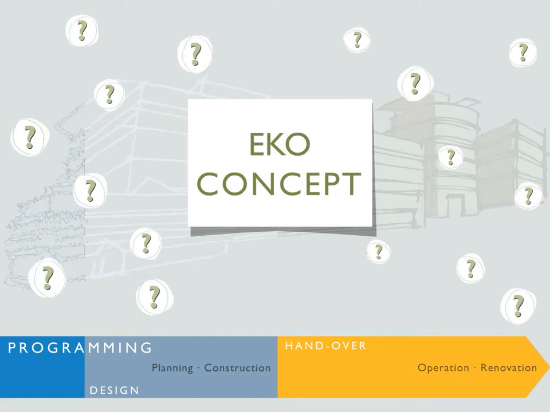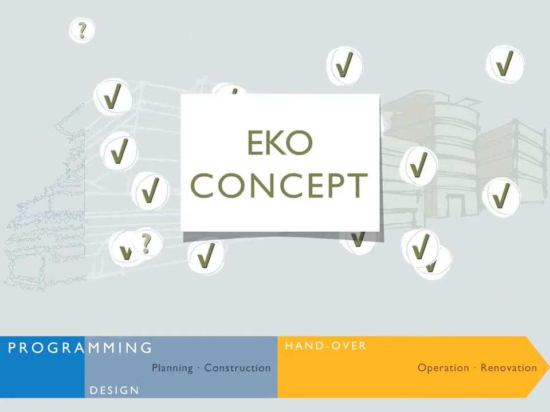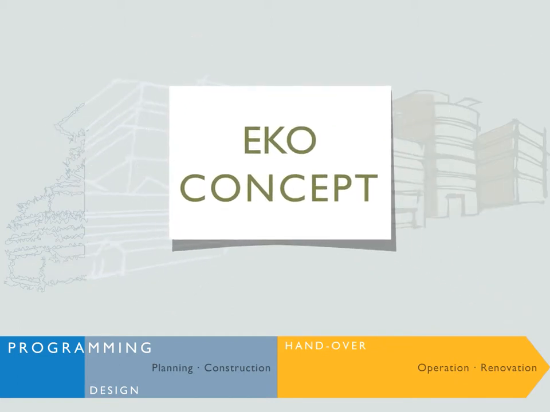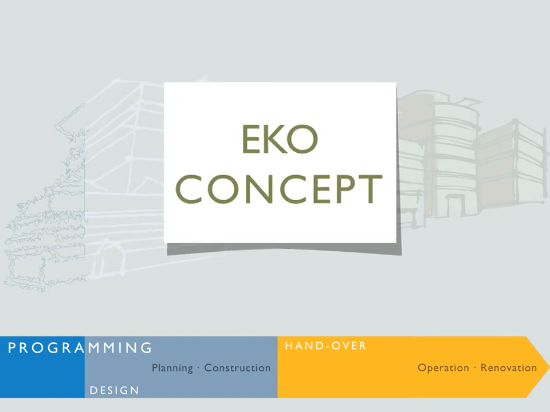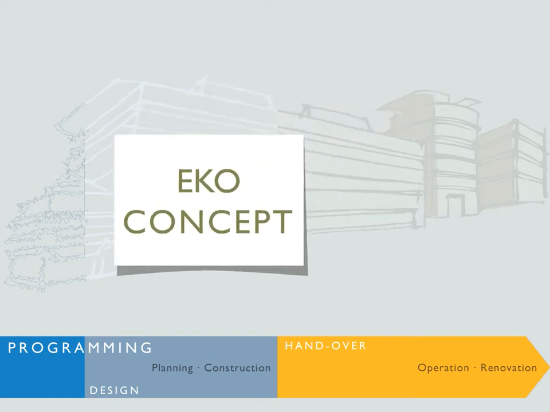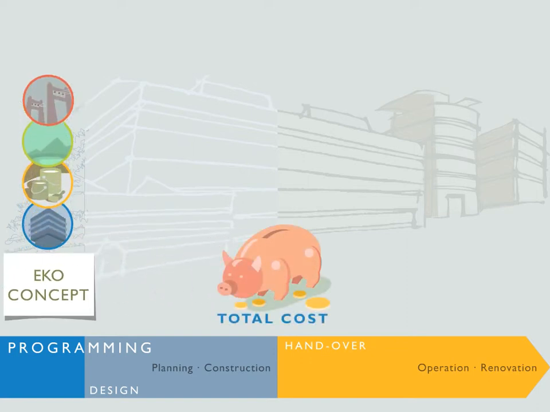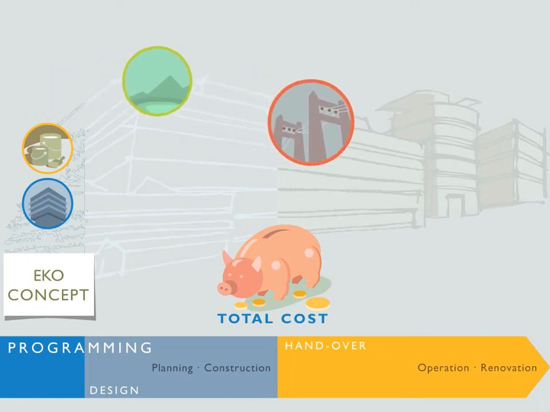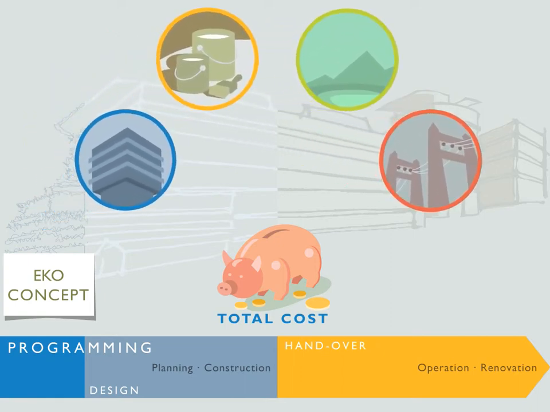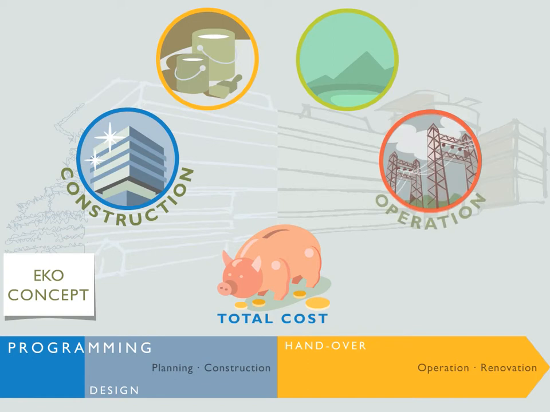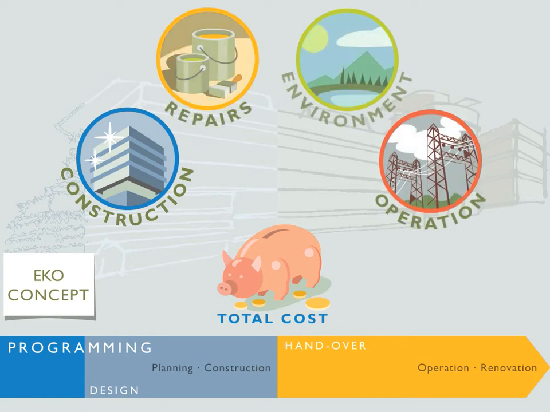EKOCONCEPT is based on thousands of data that calculate the consequences of your choice under the criteria of cost, quality, and environment. With a minimum of initial data, EKOCONCEPT outlines a well-documented total economic goal for your project and estimates the costs of construction, operation and repairs, as well as environmental effects. This means that you will be able to evaluate your investment in both the short and long term.